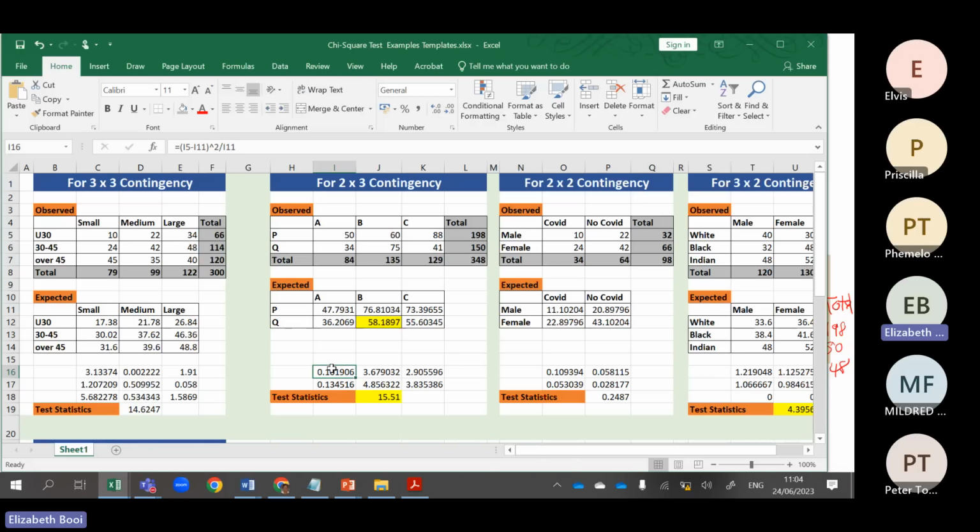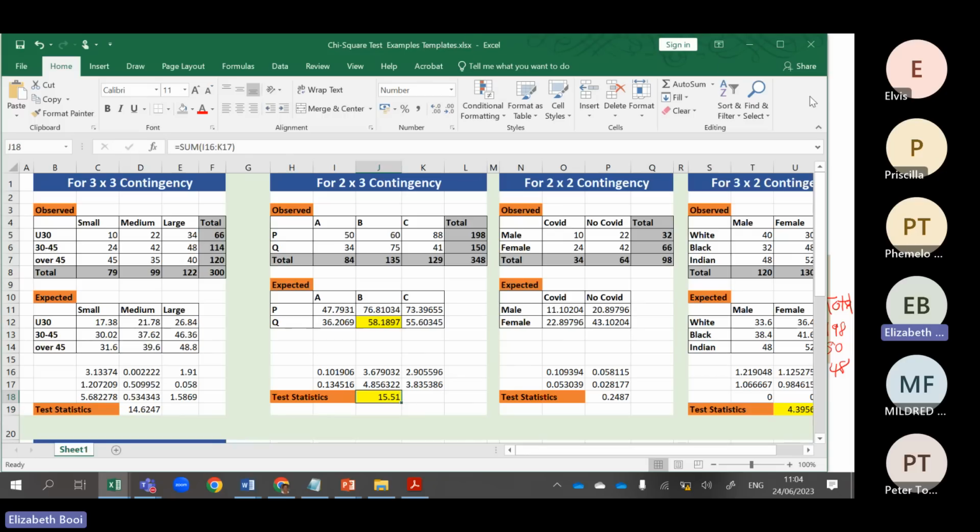And then once I'm done with calculating all of them, all I do is add all these values. So you will see that this is just the sum of all these values. And the sum of all those values is our test statistic.